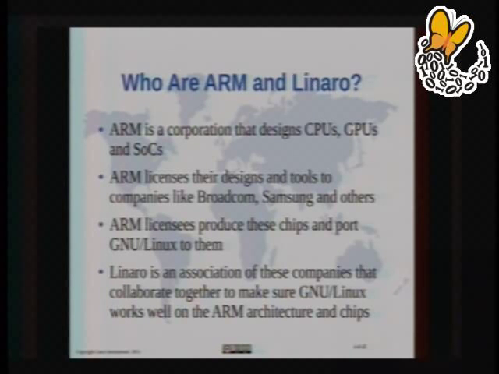Now, there was a problem with all these companies developing their own chips and then wanting to have Linux on them. Each company would hire 50 engineers, and they would create a patch for the Linux kernel to allow their chip to run. And they would send these patches to Linus, and Linus would end up with like 50 different patches from 50 different companies that were all supposed to do the same thing. He didn't know what ones to use.